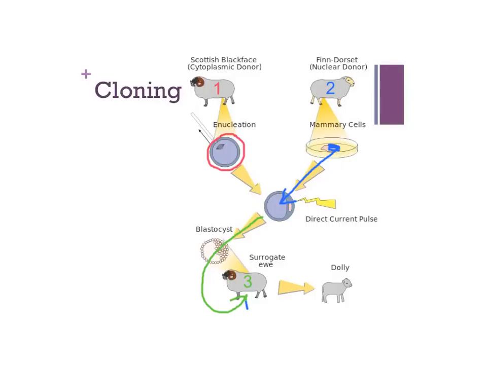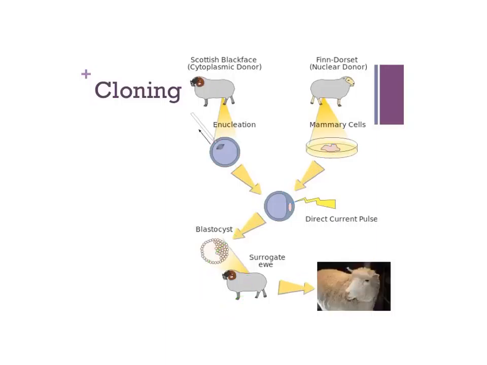Once the lamb is born, which adult sheep do you think the clone will be of? Because DNA codes for physical traits, and the DNA that we obtained from sheep number 2 was inserted into the empty egg, we can determine that the lamb will be identical to sheep number 2. And that's the complete process that scientists used to clone Dolly, the first mammalian clone.